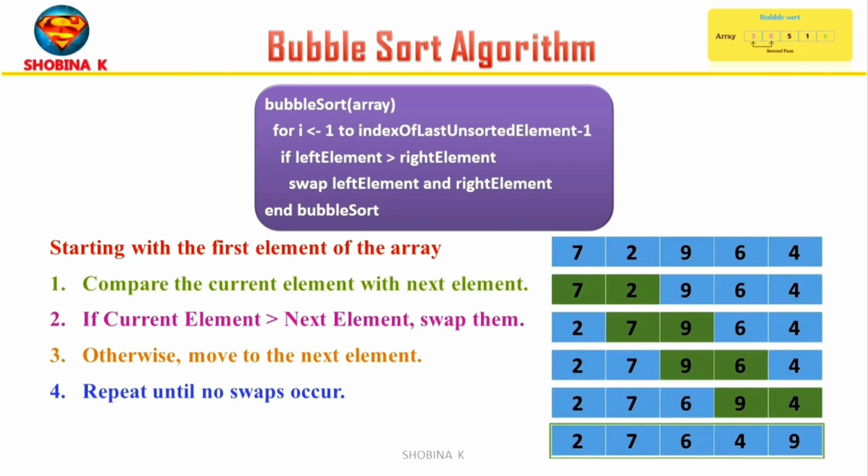And then move on to the next pair of elements and repeat the process. Continue doing this until you have gone through the entire list without having to make any swaps. At this point, the list is sorted. In the algorithm, we have a list which is an array of n elements.